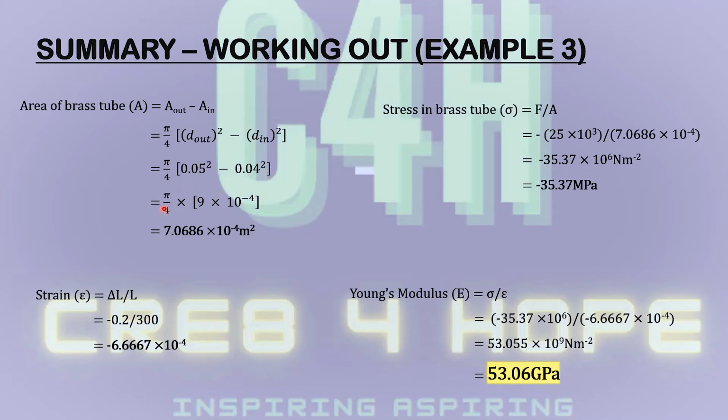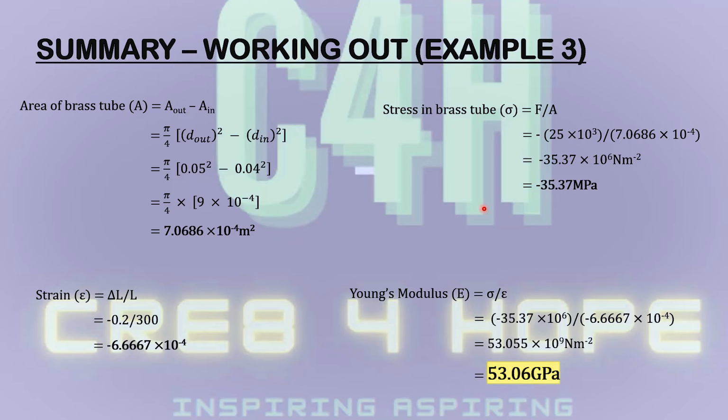So this gives pi over 4 times 9 times 10 to the power minus 4. And when we do the needed computation, we get a result of 7.0686 times 10 to the power minus 4 meter squared. We then proceed to calculate the stress in the tube.